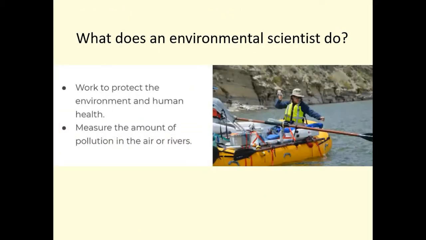Okay, what does an environmental scientist do? They work to protect the environment and human health. So they're all about making sure that the land and the rivers and the seas are all safe, and that in turn humans are safe and healthy. And they measure the amounts of pollution in the air and rivers, and they will compare pollution levels. So they might compare rivers that are near us to rivers that are in London and see if the pollution levels are the same or different and why.